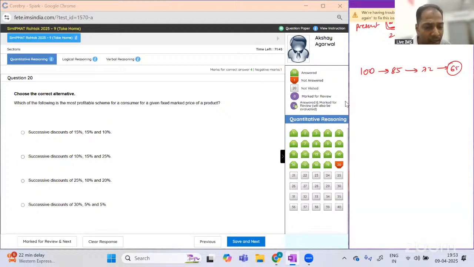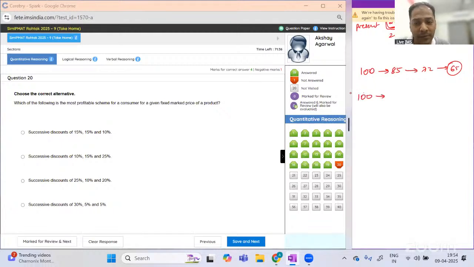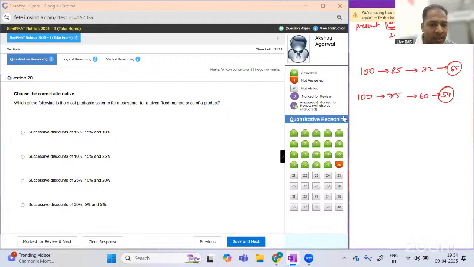25, 10, 20, 25 plus 10, 35, 35 and 20, 40, 55 is the sum. I think this one would be the best one, option C. 100 becomes 75, 75 got 20% I give first, it becomes 60 and then 54. I don't think anyone else would reach there. 85, then 15% of 80, 90, then 15% of 90, and then, okay, I could take it backwards, 75, 75, and then 10%, 16.5, and 15%, no, it won't reach 54, 30% will be 70, and 5 and 5, no, it won't reach 54. This one is the best.